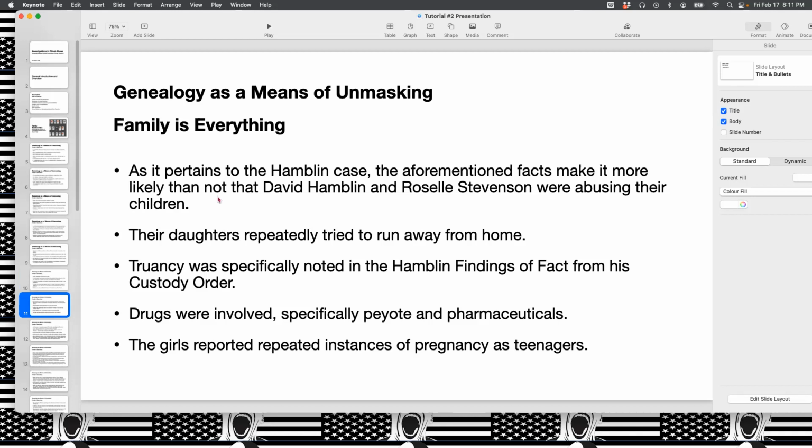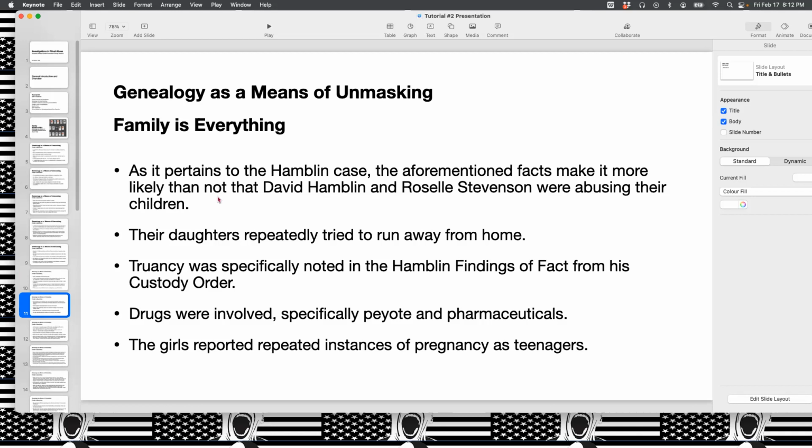As it pertains to the Hamlin case, the aforementioned facts make it more likely than not that David Hamlin and Roselle Stephen were abusing their children. Their daughters did repeatedly try to run away from home. They report that in their victim statements. It shows up in the police reports. The truancy is specifically noted by the court in the Hamlin findings of fact from his custody order and hearing. You've got drugs that were involved, specifically peyote and pharmaceuticals. And the girls reported repeated instances of pregnancy as a teenager. So the drugs, the truancy, the issues with staying home, being in at curfew, that sort of thing.